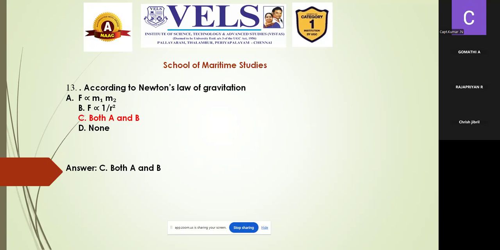Our next question is, according to Newton's law of gravitation, option A: F is directly proportional to M1 and M2. Option B: F is directly proportional to 1 by R square. Option C is both A and B. Option D is none of these. What is Newton's law of gravitation?